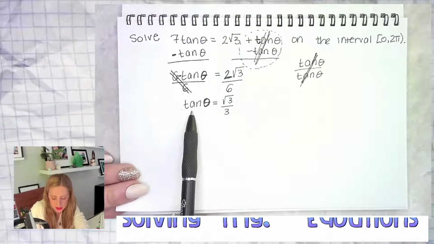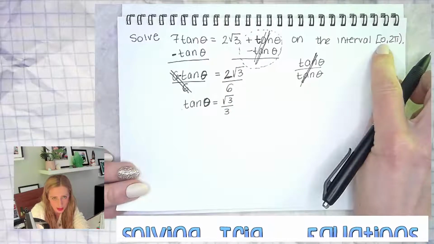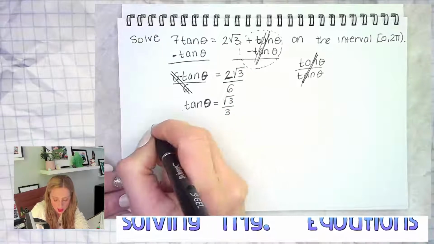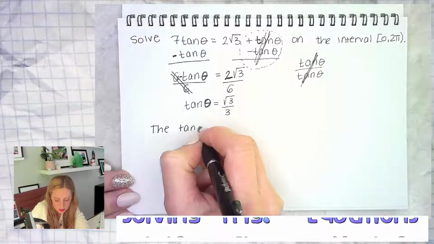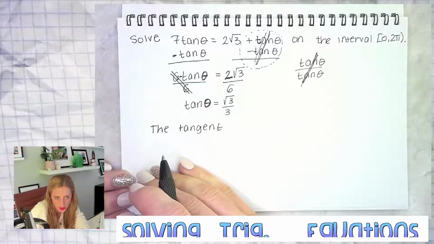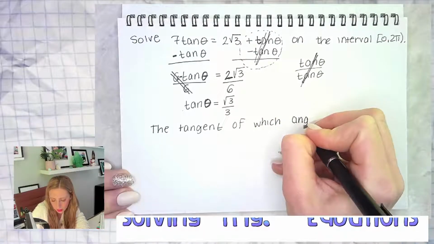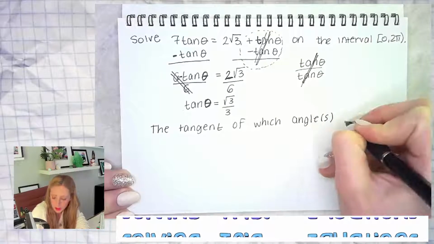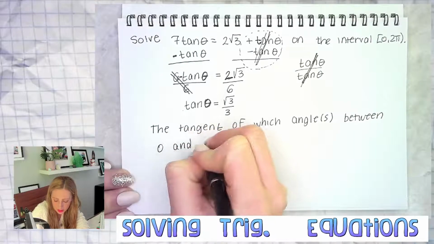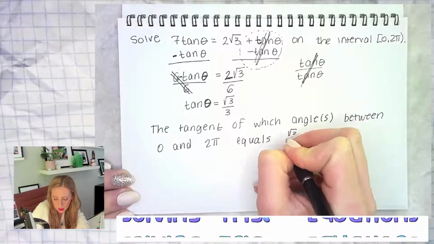Ask yourself the question: the tangent of what angle or angles between 0 and 2 pi equal √3/3? Again, the way you ask the question, the tangent. I'm writing it out as a sentence so that you can have a point of reference, so you know how to ask yourself the question of which angle, and we'll do that little parenthesis S move because it could be more than one, between 0 and 2 pi equals √3/3.